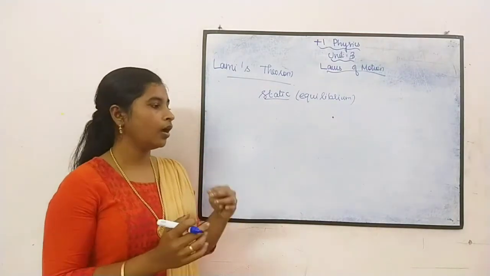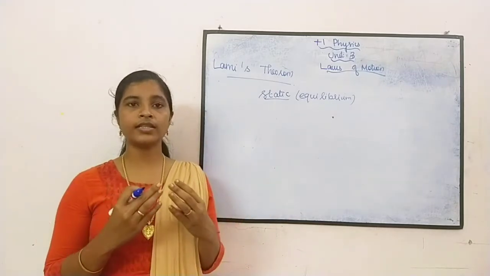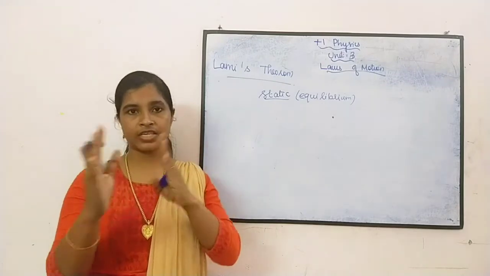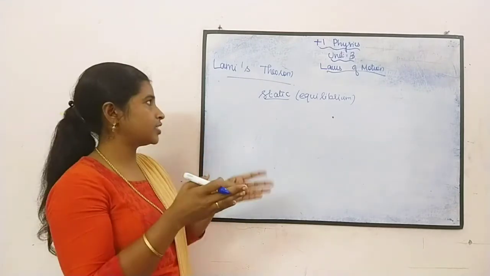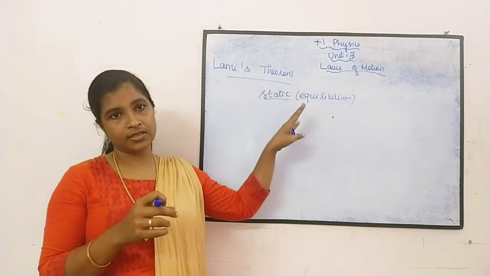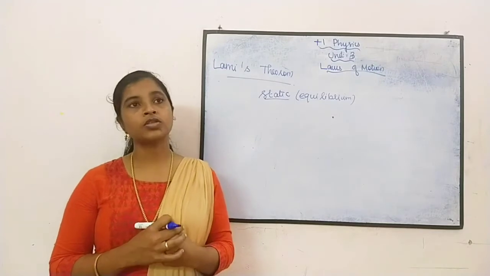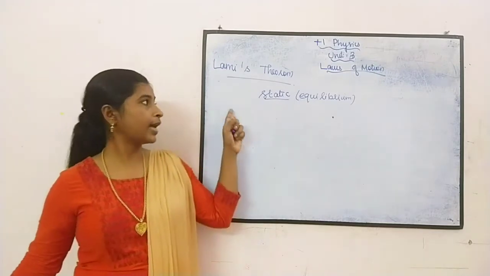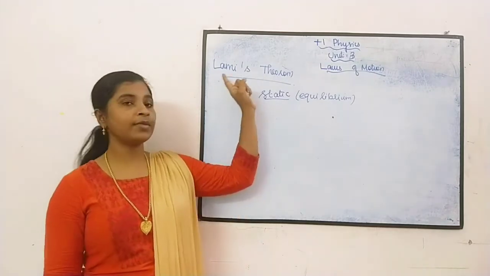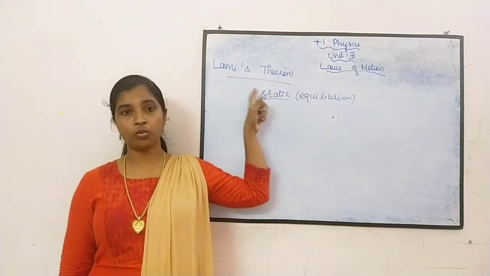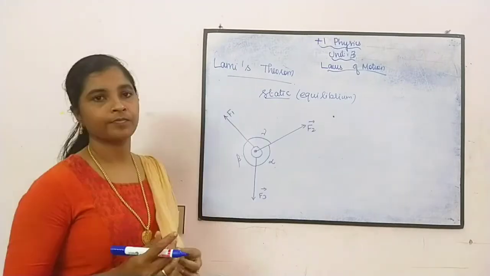For example, a dam or bridge or building. In all these things we know that it will not shake or move. It should stay in equilibrium. In such a situation we have to apply this Lami's Theorem. Lami's Theorem is applicable for equilibrium systems. Lami's Theorem is named after the scientist Lami. Lami is the scientist who found out this theorem, and so it is named Lami's Theorem.